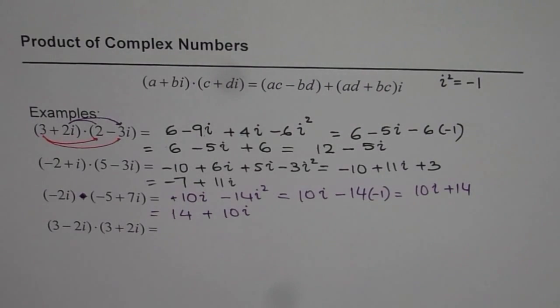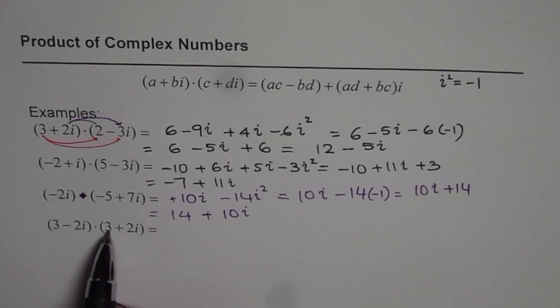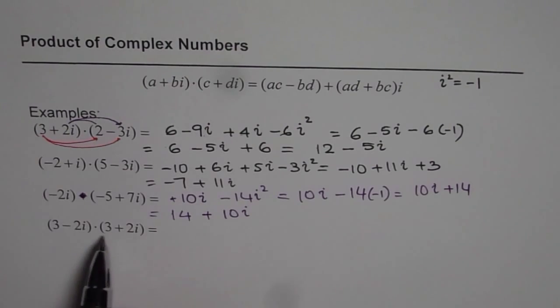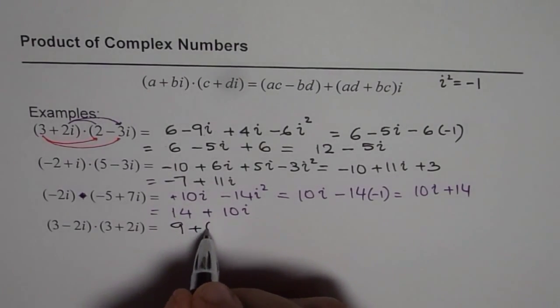Now let's do the next one, which is (3 − 2i)(3 + 2i). These are actually conjugates, right? And the answer should be 3 square plus 2 square. Let us see whether we get it or not. 3 times 3 is 9. 3 times plus 2i will be 6i.